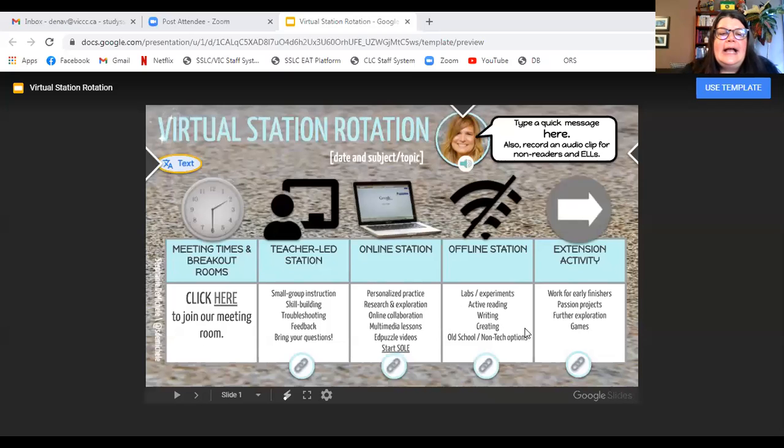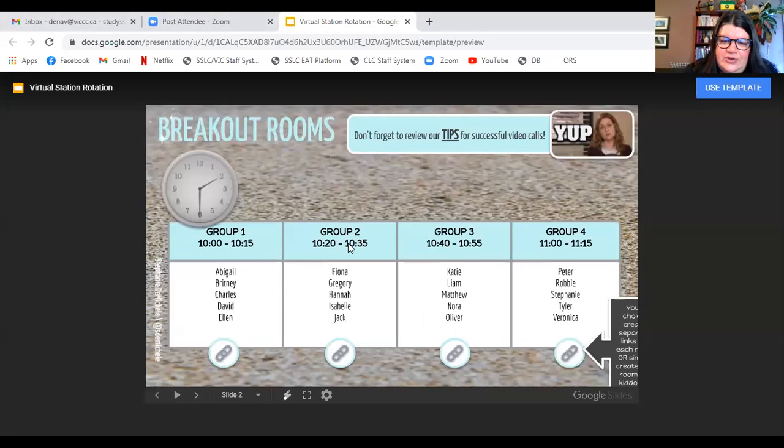So let's click this. And I need to reshare because now you can't see that screen. There we go. So here's a Hyperdoc. It's a Google Slides doc. So this teacher made for virtual station rotation. So she's got a teacher-led station, an online station, an offline station, an extension activity. And here she has different groups coming to the teacher-led station at different times. So obviously these groups also know when they're in the other stations, that sort of thing.